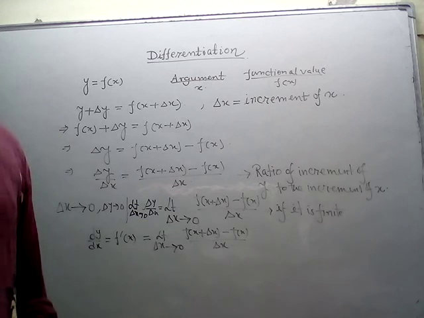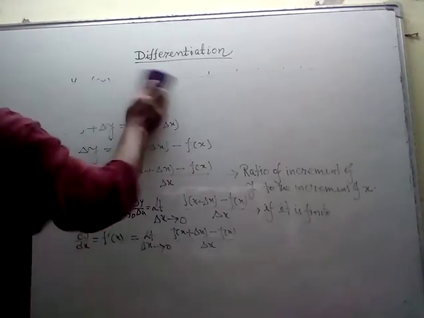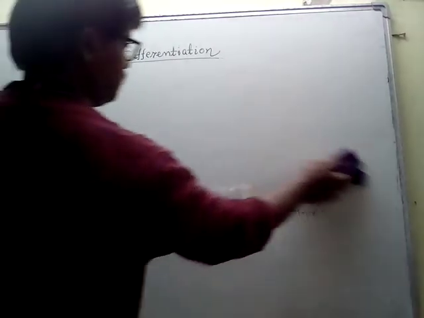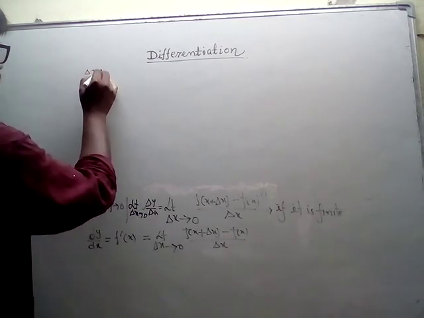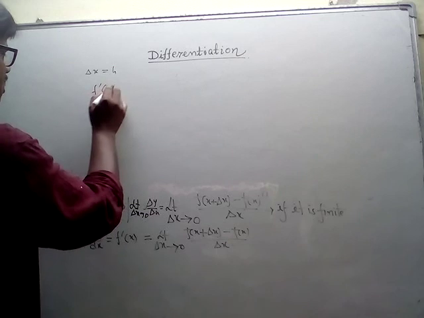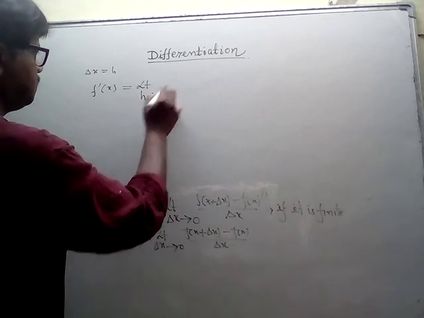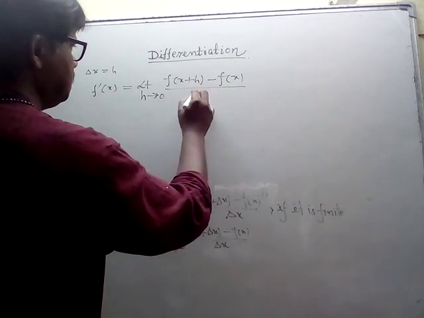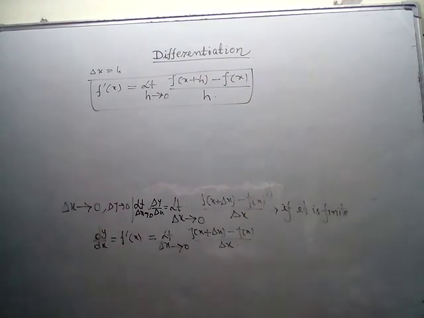Sometimes we write delta x by the symbol small h. Then if we write delta x as h, f dash x, that is the derivative of f(x), equals limit h tends to 0 of f(x plus h) minus f(x) divided by h. This is called the first principle or definition of derivative.